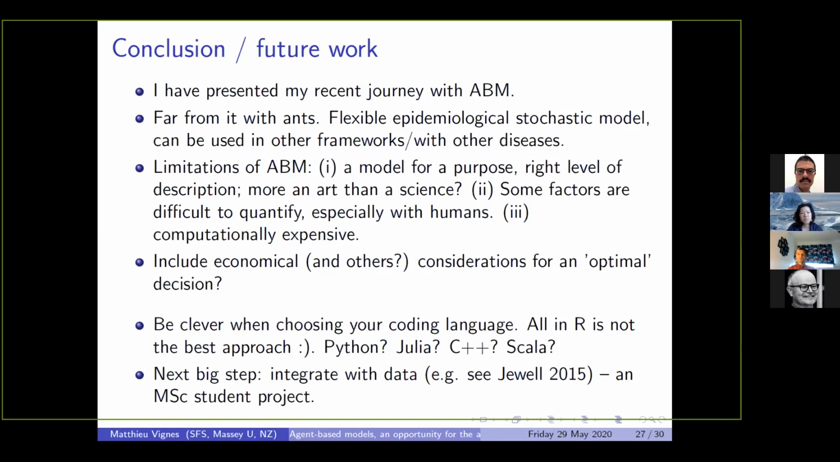I don't know. And yes, it can be very computationally intensive to do these simulations. So I started coding everything in R, and that was a huge mistake.